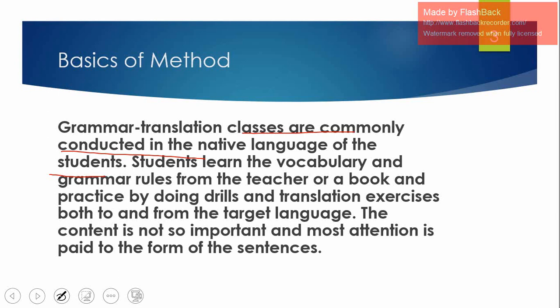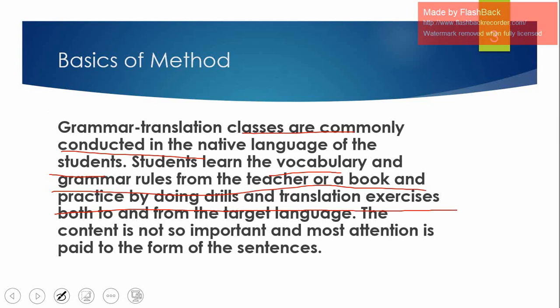Students learn the vocabulary and grammar rules from the teacher or a book, and practice by doing drills and translating exercises. There will be vocabulary studies, and study of grammar, maybe from the book or maybe from the teacher, who may have notes or anything like that. And there will be translation exercises. I mean, you are going to translate from the mother language to the second language and from the second language to the mother language. The translation will be bidirectional, in two ways.